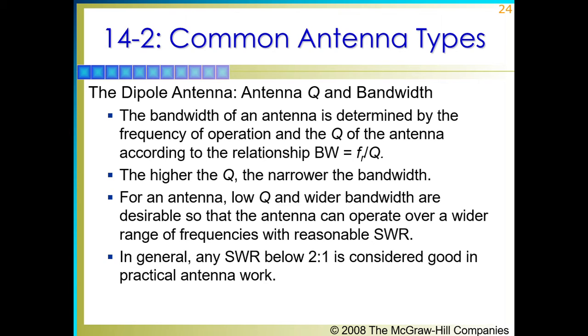As a rule of thumb, any SWR below 2:1 is considered good in practical antenna work. Modern communication transceivers rarely operate at just one frequency. Typically, they operate on a selected channel inside a broader band of frequencies. Furthermore, the transmitter is modulated, so there are sidebands. If the antenna has too high a Q and its bandwidth is too narrow, the SWR will be higher than 2:1 and sideband clipping can occur.